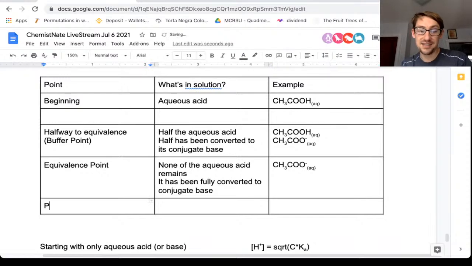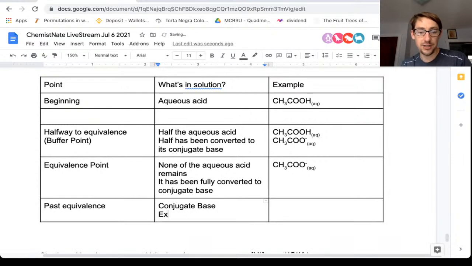If you go past the equivalence point, you'll have the conjugate base, and you're going to have excess OH minus that had nothing that it could have reacted with. There's no acid remaining. And so the thing that's going to control the pH in that zone is actually the OH minus that you've added on top of what you needed to get to equivalence.